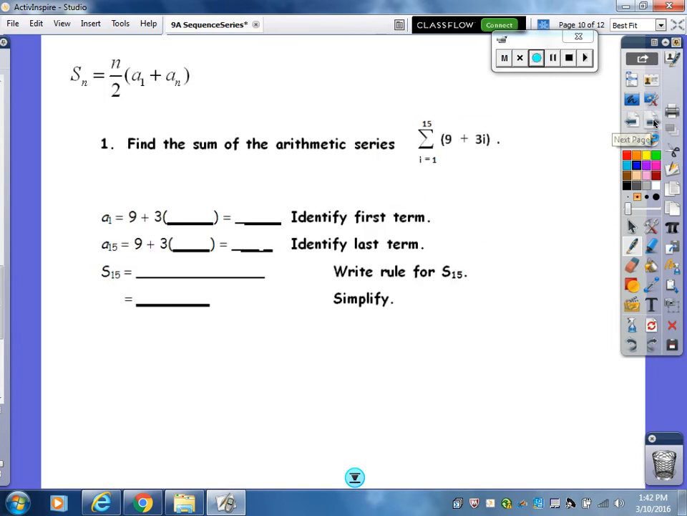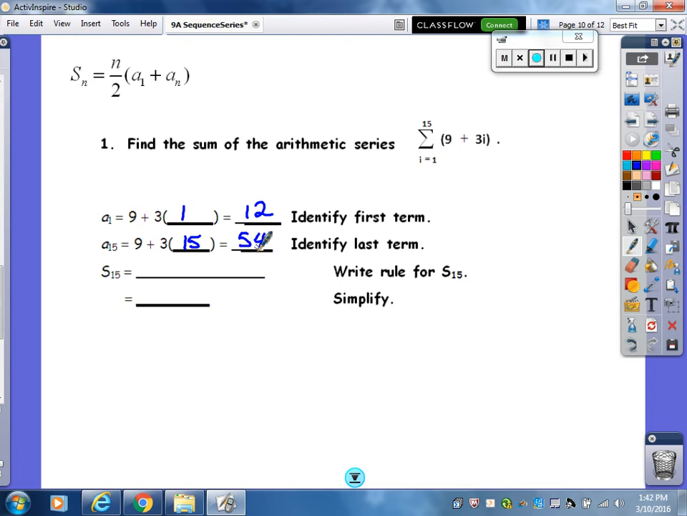We've got the following. You have to be careful where this starts. It starts at 1, so my first term is a sub 1. This could start at 0, and we'll do one of those in class. So we have to find my first term, a sub 1. It's going to be 9 plus 3 times 1, which is equal to 12. My first term is 12. My last term is the 15th term, because it goes from 1 to 15. So 9 plus 3 times 15 is equal to 54.